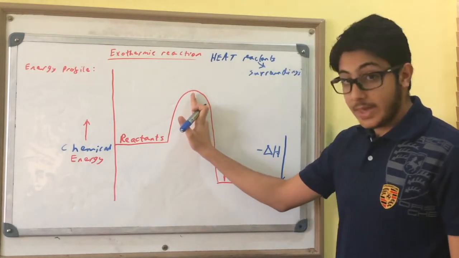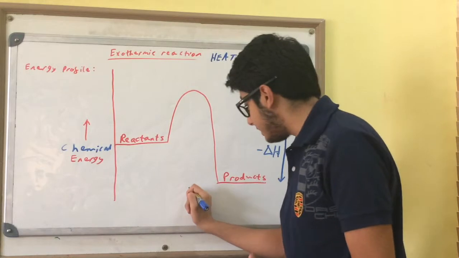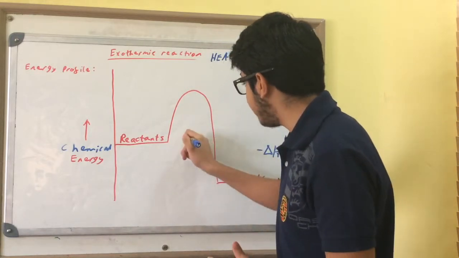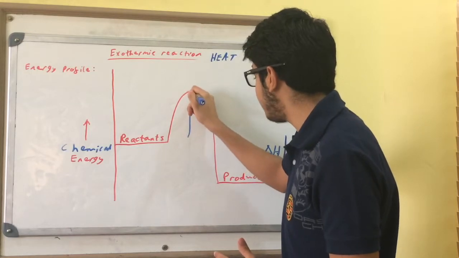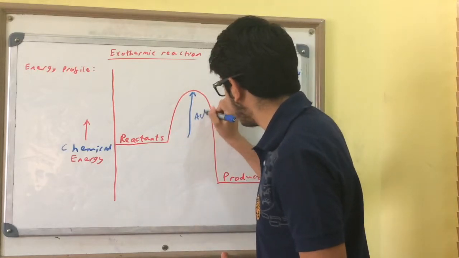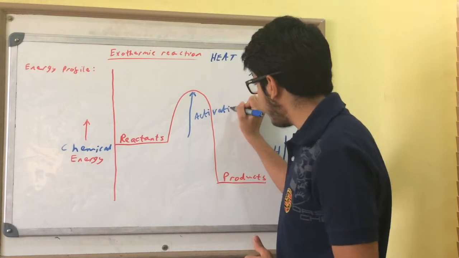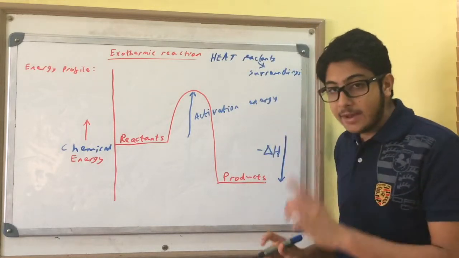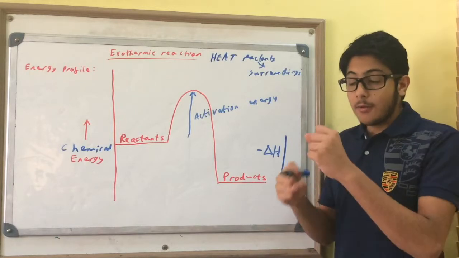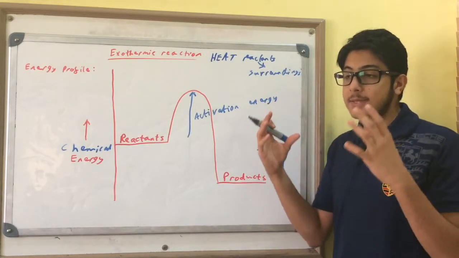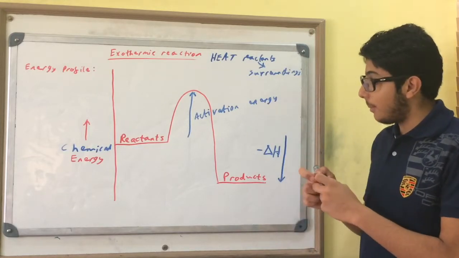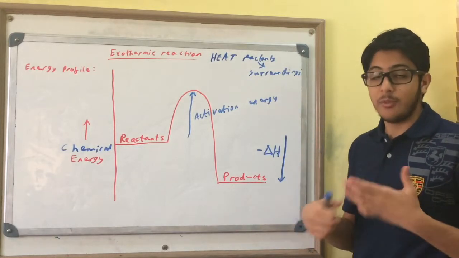And here we have a peak. This peak is important because this peak is the activation energy. From the reactants to the peak is the activation energy. The activation energy, what is that? That is the minimum energy required for particles to successfully react with each other. But I will talk about that more in a rate of reaction video if I make one.